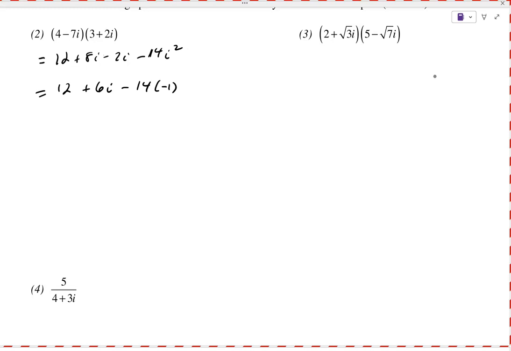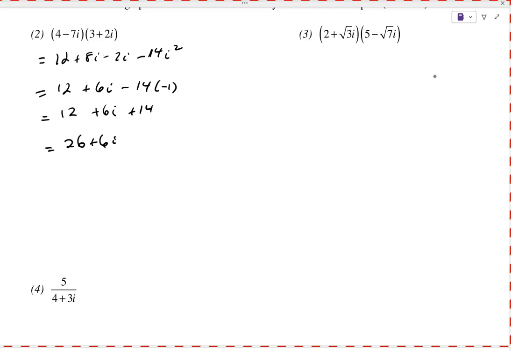So we get 12 plus 6i minus 14 times negative 1. So that last part becomes what? When we do negative 14 times the negative 1 there, we get plus 14. And so finally that goes 26 plus 6i. Does that make sense? We okay with that one?